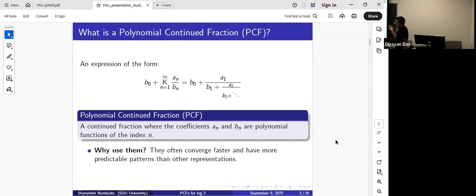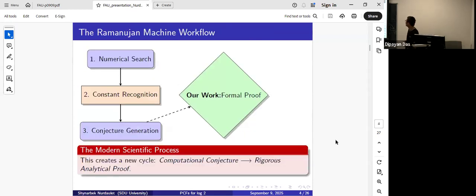If it happens that the left side is equal to the right side, they do a further numerical search and make calculations up to, if I'm not wrong, 2,000 digits. This is how a conjecture is made. First they do a numerical search, then they find it in constant recognition, and if they are the same, we have a conjecture. Then the conjecture just waits for a formal proof. This is where we are interested: we are interested in doing formal proofs of conjectures generated by the Ramanujan machine.